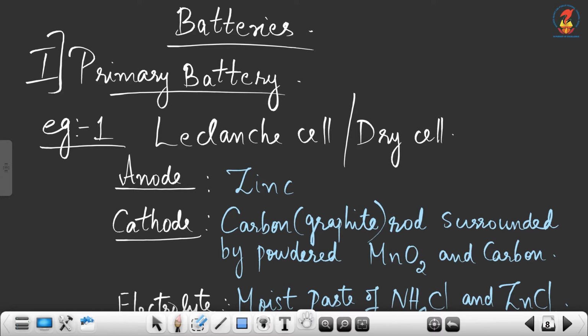Now, what do you mean by a primary cell? In primary batteries, the reaction occurs only once, and after use over a period of time, the battery becomes dead and cannot be reused again. That means we cannot charge the battery and use it again. That is primary batteries. Now, we have two examples to study under primary battery.